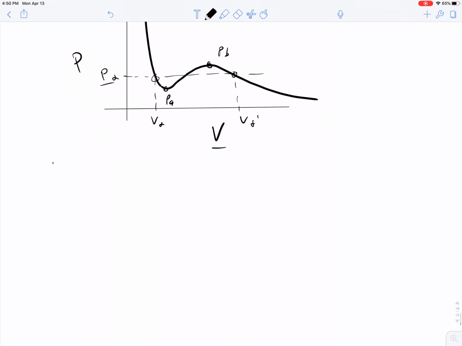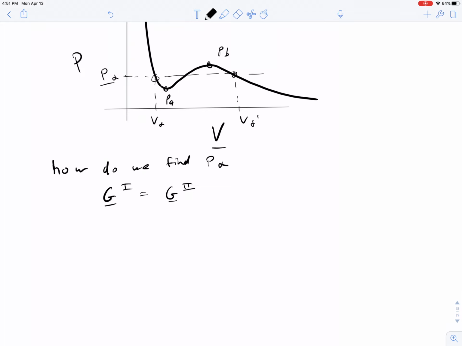So the question is, how do we find P alpha such that the Gibbs free energies of the two partitions, the two phases, are equal?